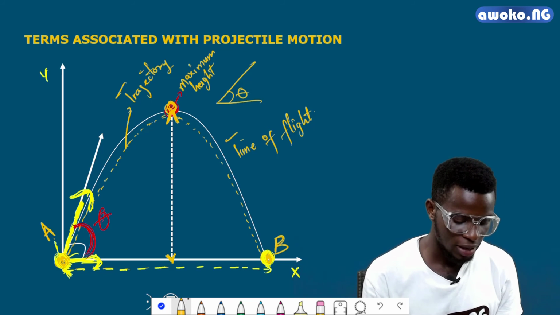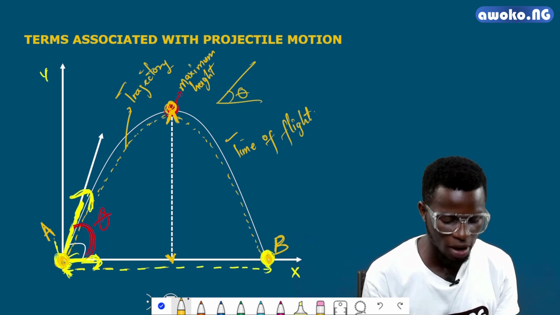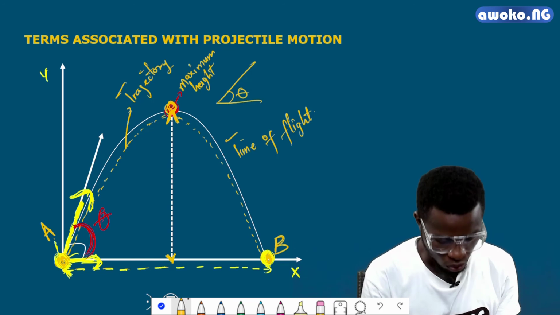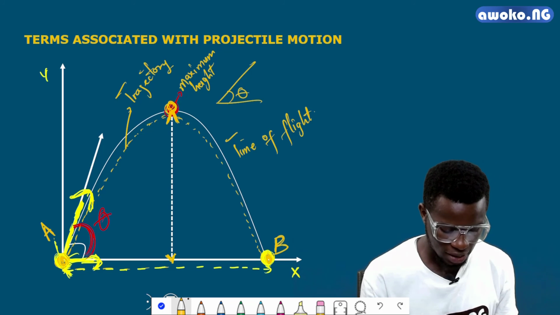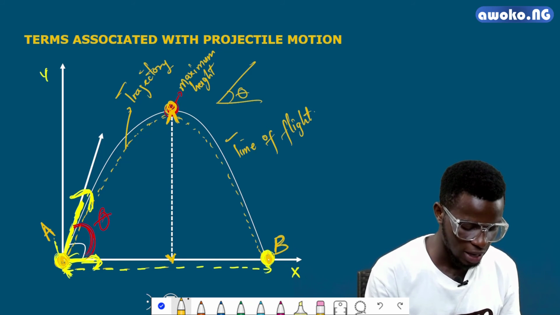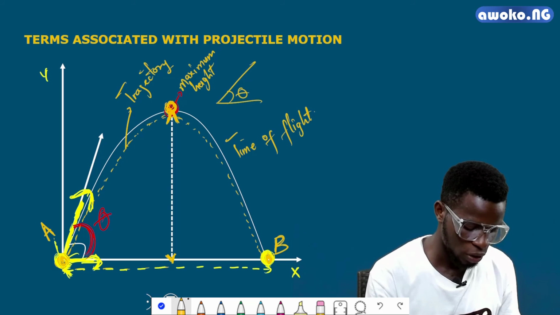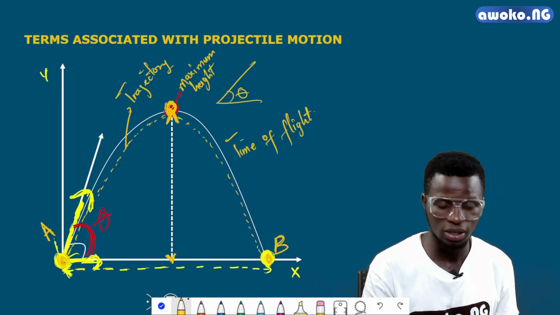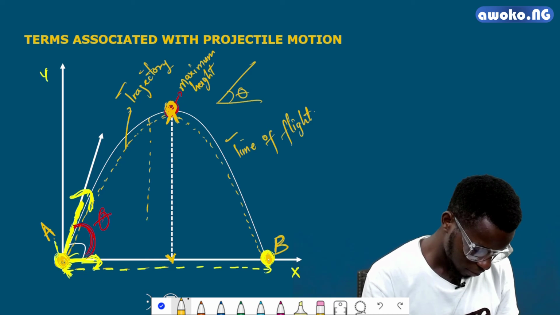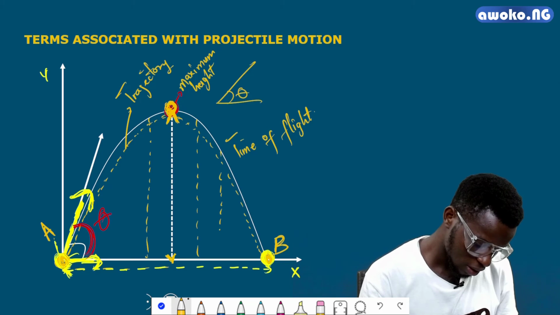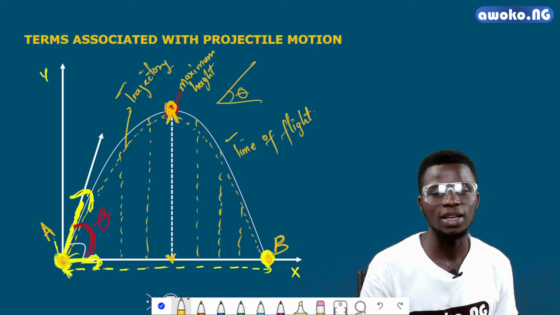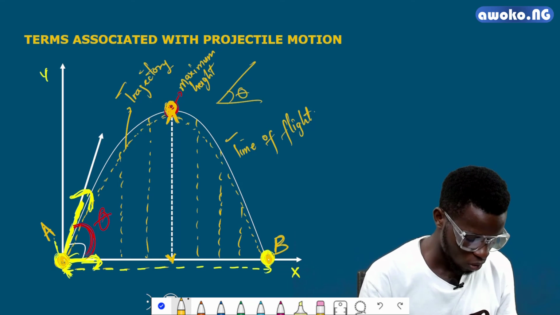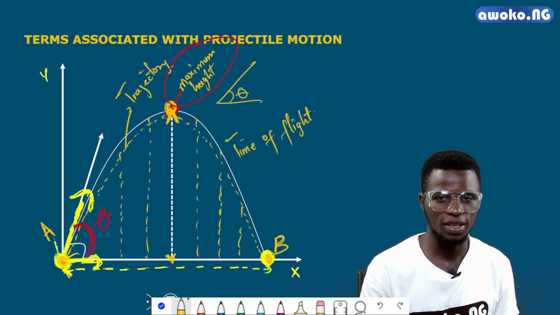I already pointed out what the maximum height is while discussing the trajectory and the time of flight. The maximum height is the highest vertical distance attained, and it is this point over here. We have different vertical distances. This is a vertical distance, this is a vertical distance, and this is also a vertical distance. All these are vertical distances, but the highest of them all is the maximum height, and this is what we have over here.